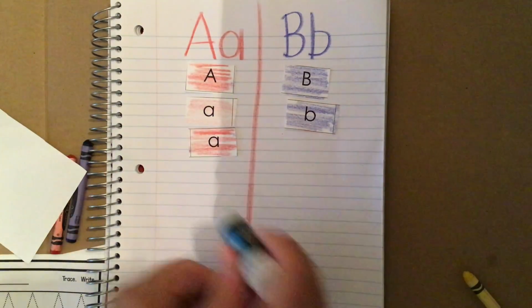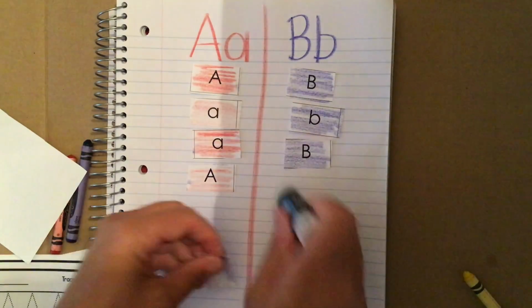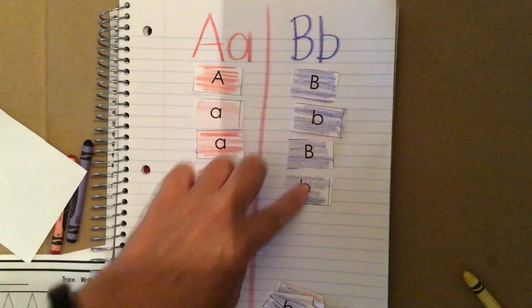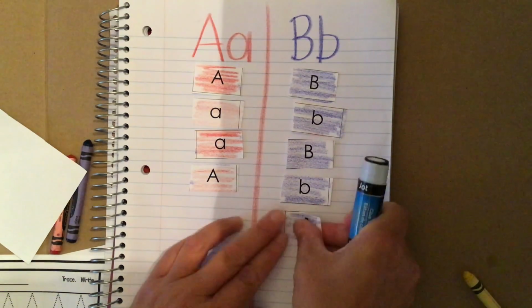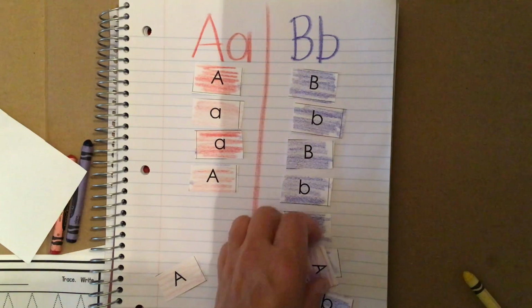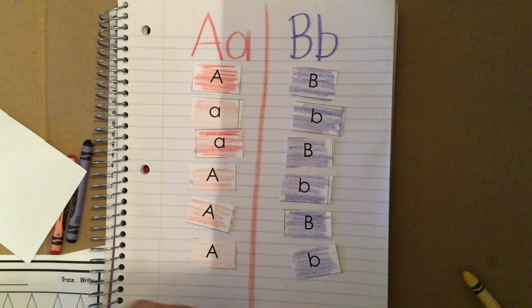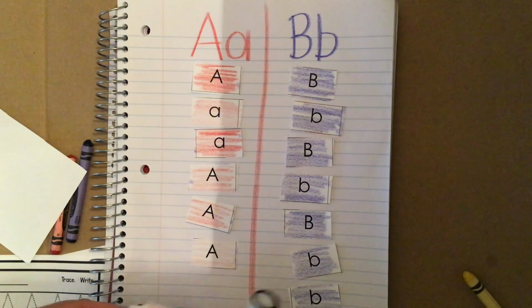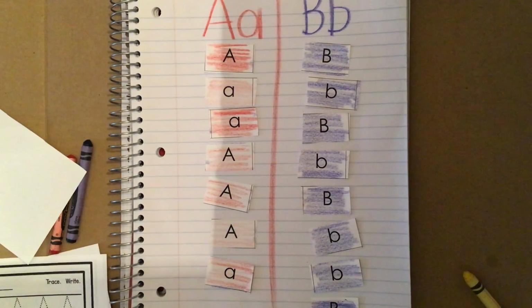And if you have any questions, you can always ask. All your uppercase and lowercase B's. Okay. Got your lowercase and your uppercase. You've got all of your lowercase A's on one side and your uppercase A's on one side, lowercase and uppercase B's on the other. Okay.